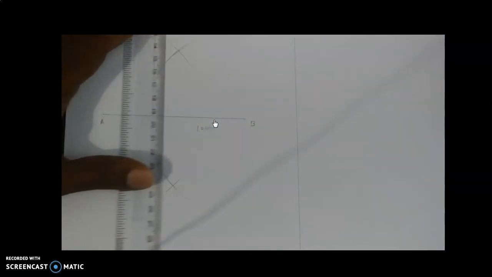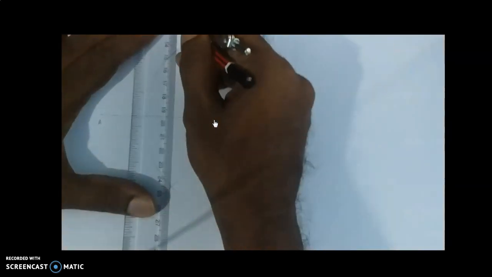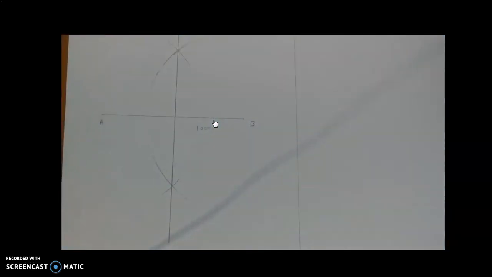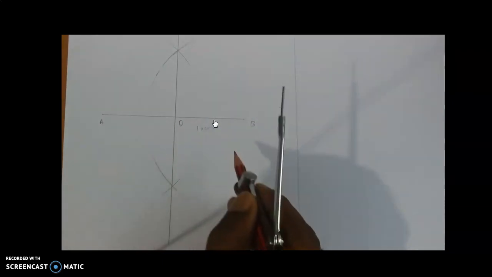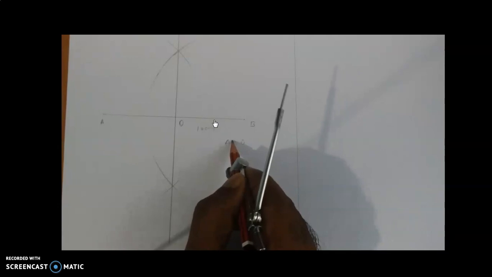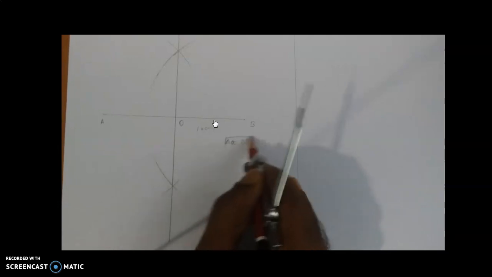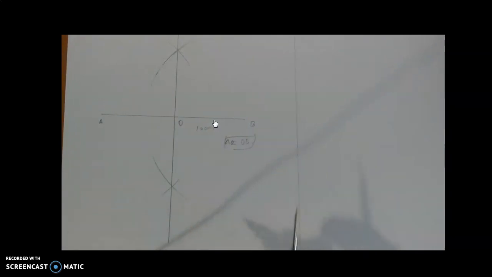Now join these two intersection points with a line segment. That's it. Now not only exactly up to this point, we can extend it a little more, right? This point is nothing but O. If you now measure with the scale, AO is equal to OB. So they are equal. Therefore, this is the bisector of a line segment. That is the procedure to draw a bisector for a line segment.